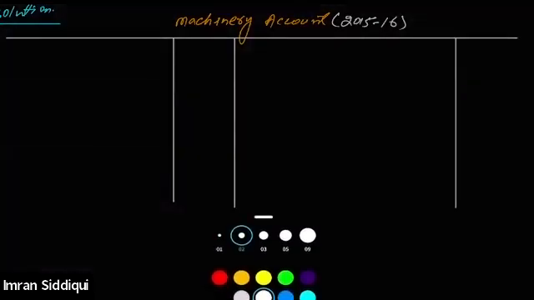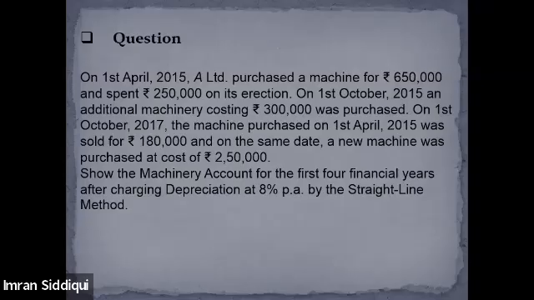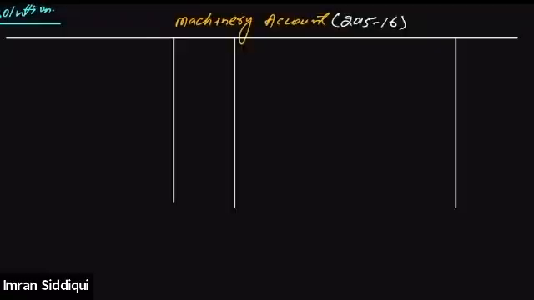All right. So first of all, in respect of 2015-16, it is given in the question that on 1st of April 2015, A Limited purchased a machine for 6,50,000 and it spent 2,50,000 on its erection. So could any one of you please tell me what will be the total cost of machine? If cost of machine was 6,50,000, but we spent 2,50,000 on its erection as well, then what is the total value of the machine? Whether it will be 6,50,000 only, or it will be 9 lakh? Tell me. Sir, we have to add this, right?